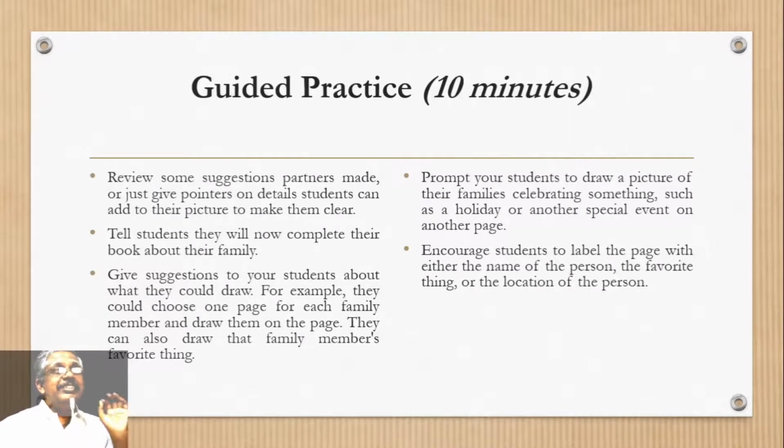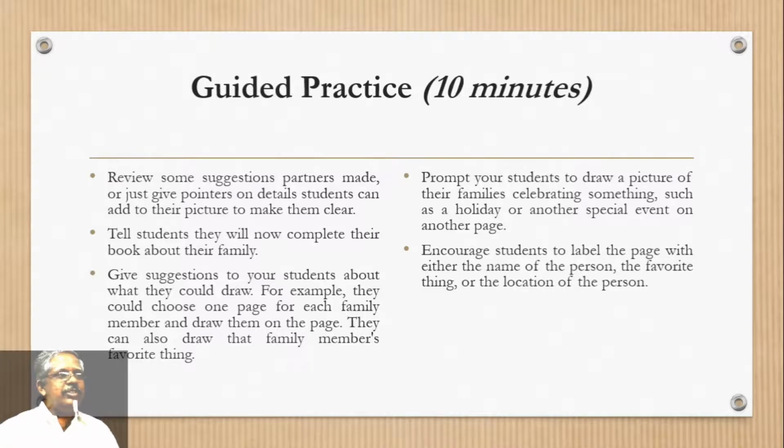Now, 10 minutes of guided practice. Review some suggestions partners made, or just give pointers on details students can add to the picture to make them clear. Tell students they will now complete the book about their family.